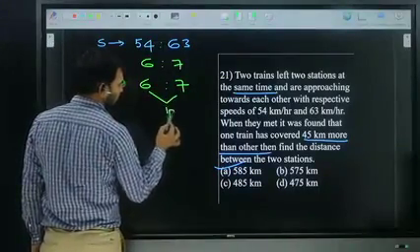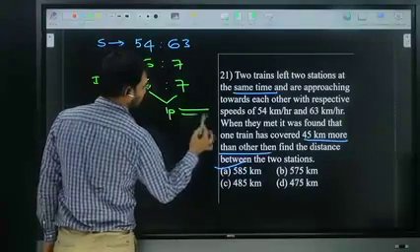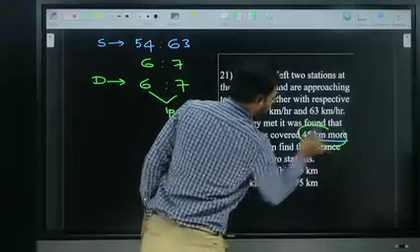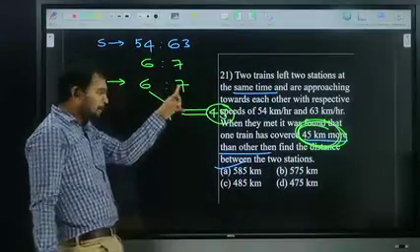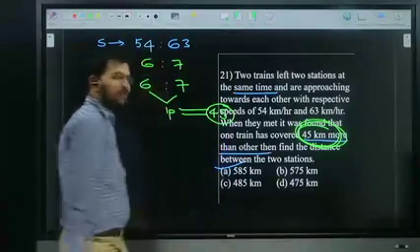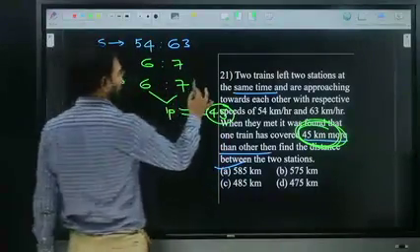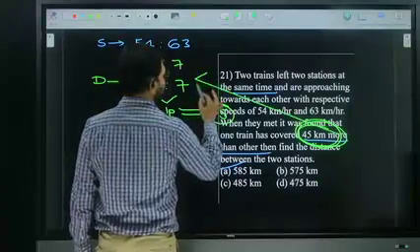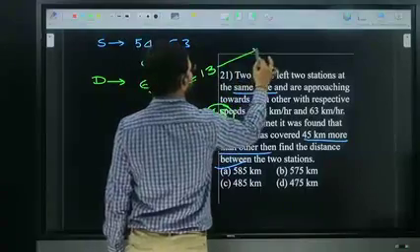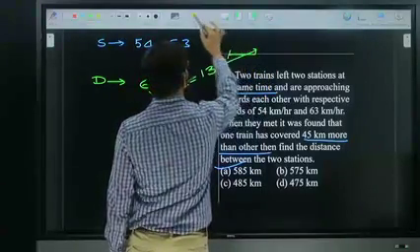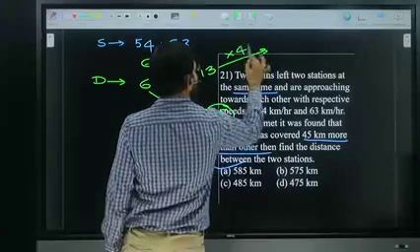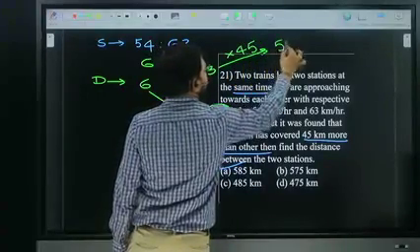One part. One part is nothing but 45 kilometers. They said 45 kilometers more. In terms of parts, one part more; in terms of kilometers, 45 more. They're asking the total. Total is 13 parts, so 13 into 45, which is 585.